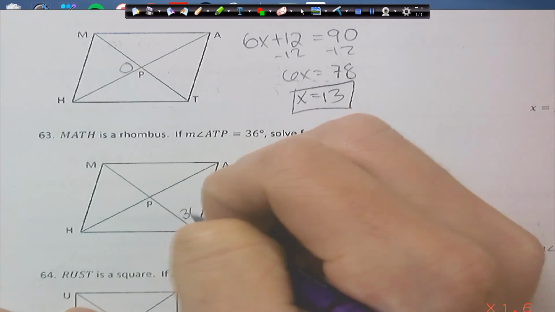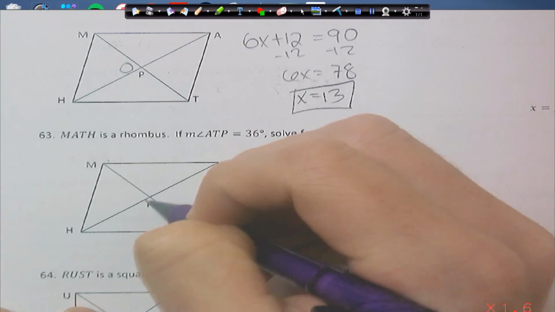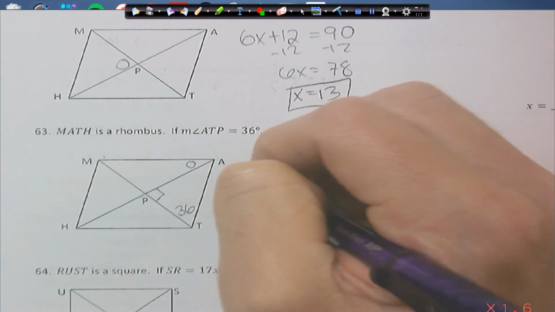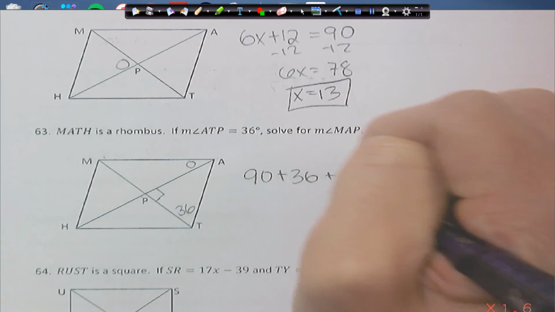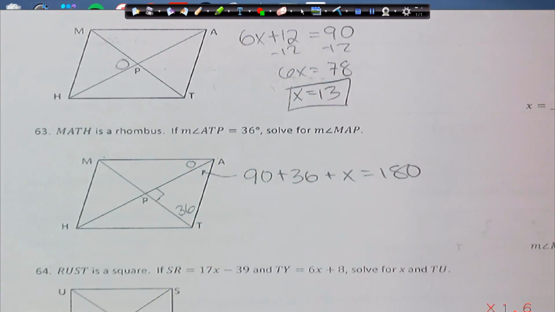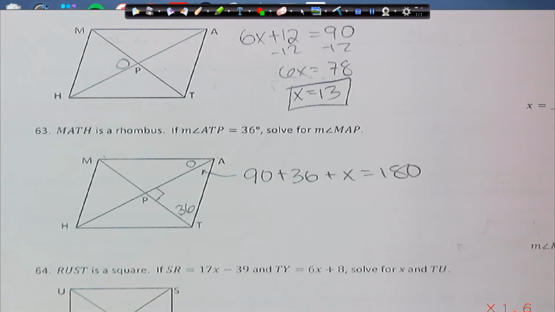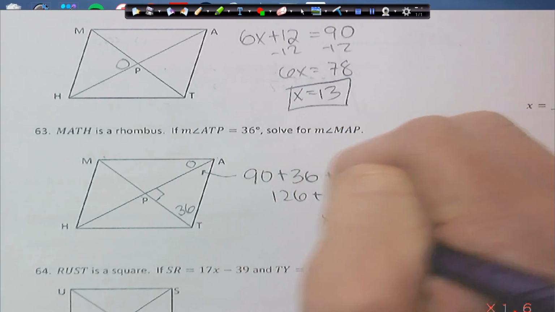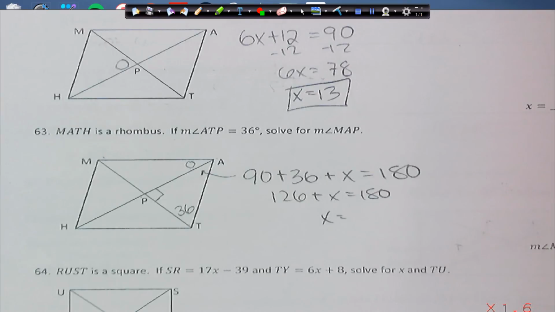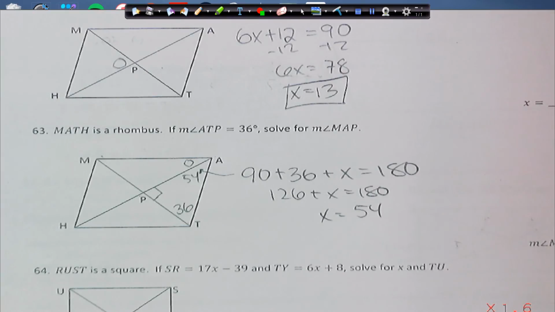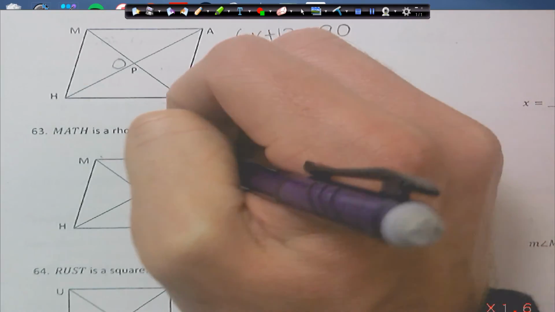ATP is 36. Solve for MAP, so I'm looking for this angle here. Okay. Well, I know this is a 90 degrees, so if I do 90 plus 36 plus x equals 180, I'll get this angle here. Okay, so 90 plus 36 is 126. Subtract, and I should get 54. So 54 goes there, and if you recall in a rhombus, the diagonals bisect, so this angle here is also 54, which is our answer.